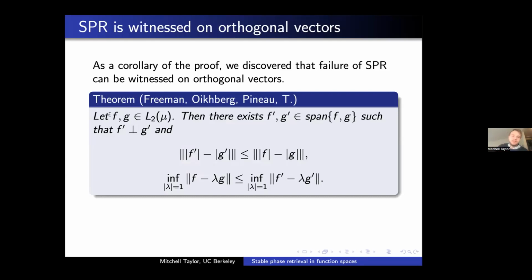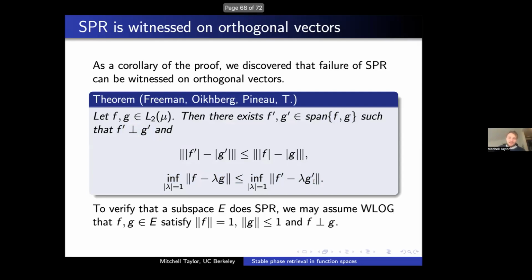So our theorem says that if I take F and G in L2, let's say linearly independent, then I can always find two more vectors, F prime and G prime, staying in the span of F and G, where now F prime and G prime are orthogonal, and replacing F, G by F prime, G prime tightens the SPR inequality, right? So the left-hand side gets smaller when I replace F, G by F prime, G prime, and the right-hand side gets bigger, okay?